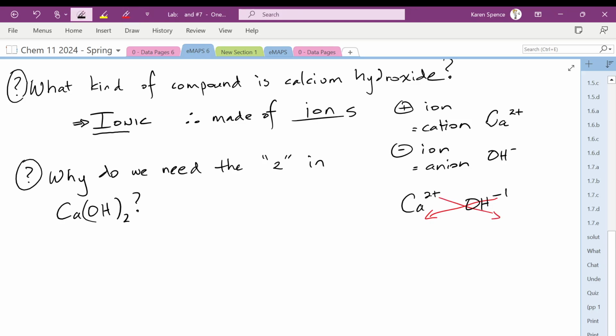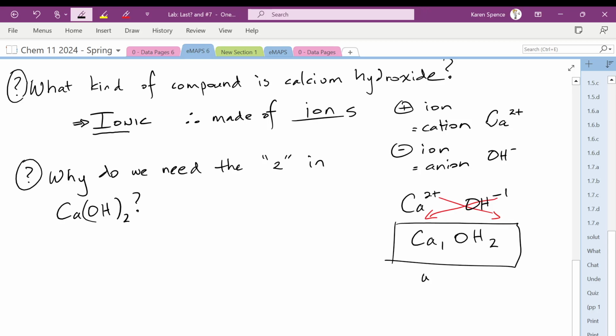Which will mean that we have a Ca1 and then we have OH2. What's wrong with that formula? There's 2 things wrong with that formula the way I've written it right here. I don't need a subscript for calcium. Okay, we don't write the subscript 1. Do not write the subscript 1. We just leave it blank. There's something else that is wrong.